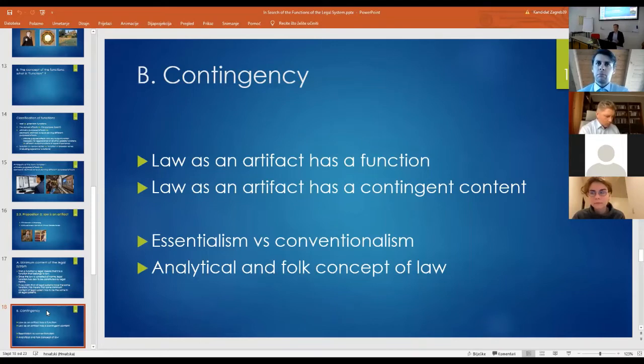And this brings us to this problem, which is reflected basically, and we could hear also yesterday, in the methodological problem and clash between essentialism and conventionalism. It depends on how to understand these two camps. And what is important, at least according to some theorists, is that this clash could be resolved if we clarify the analytic and folk concept of law.